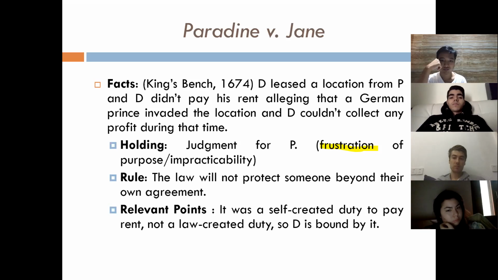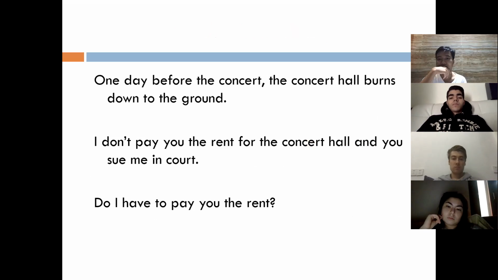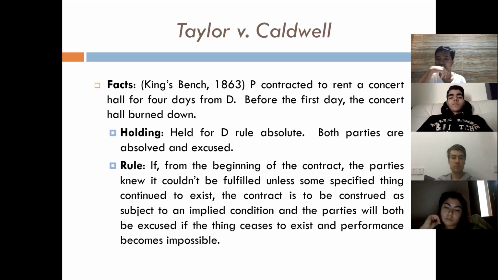Well, Isaac, in this case, in Paradigm v. Jane, I made a business decision and it didn't work out for me. This is not an act of God, right? This is a German prince. God didn't do this. A German prince did this. In the second contract, it's closer to an act of God. But, and this is Taylor v. Caldwell in 1863.